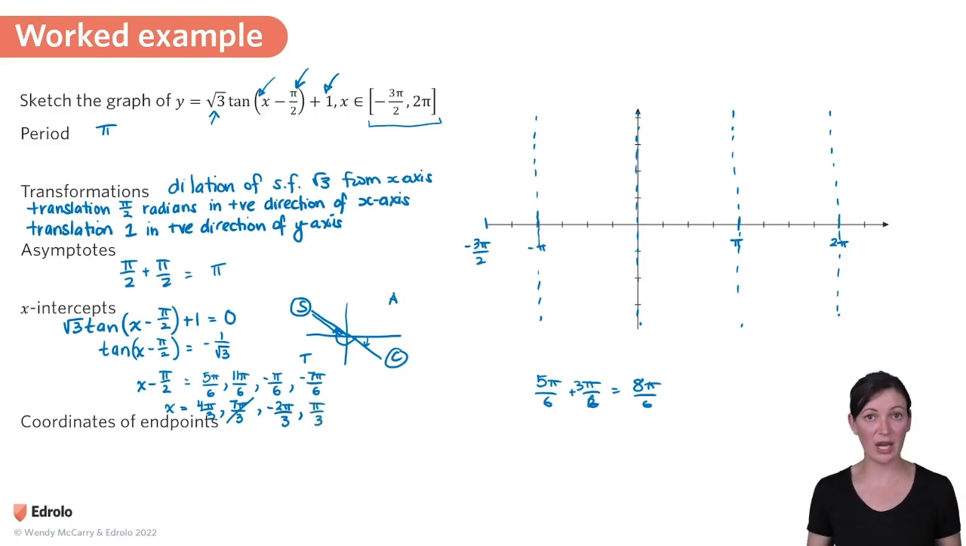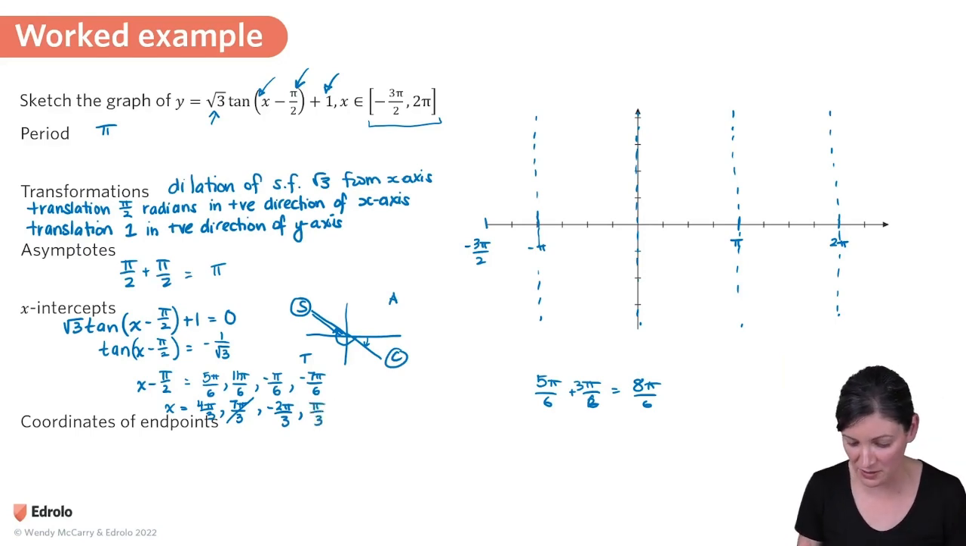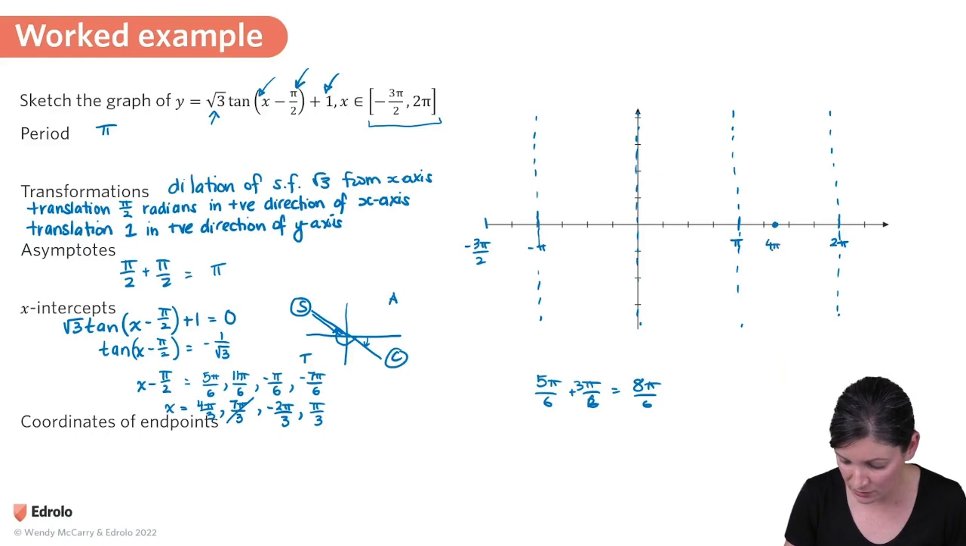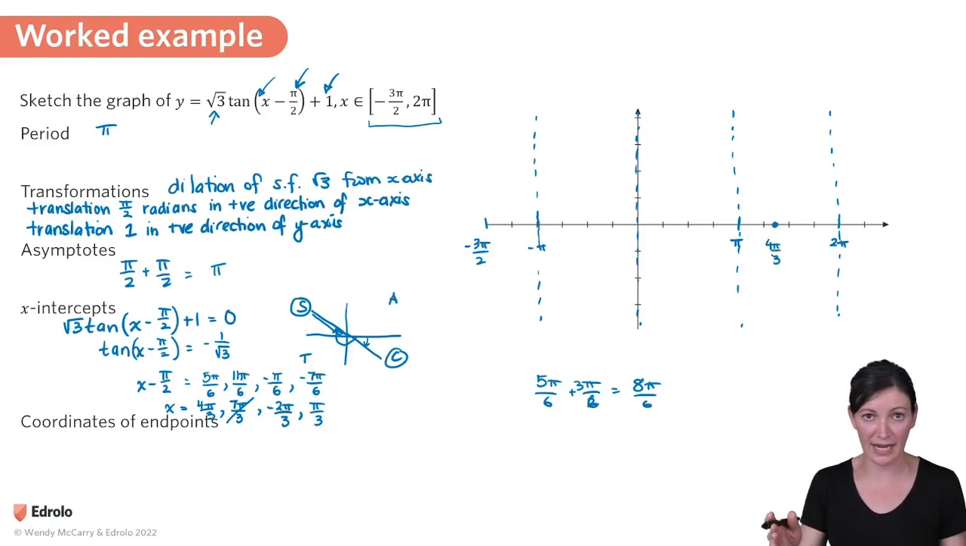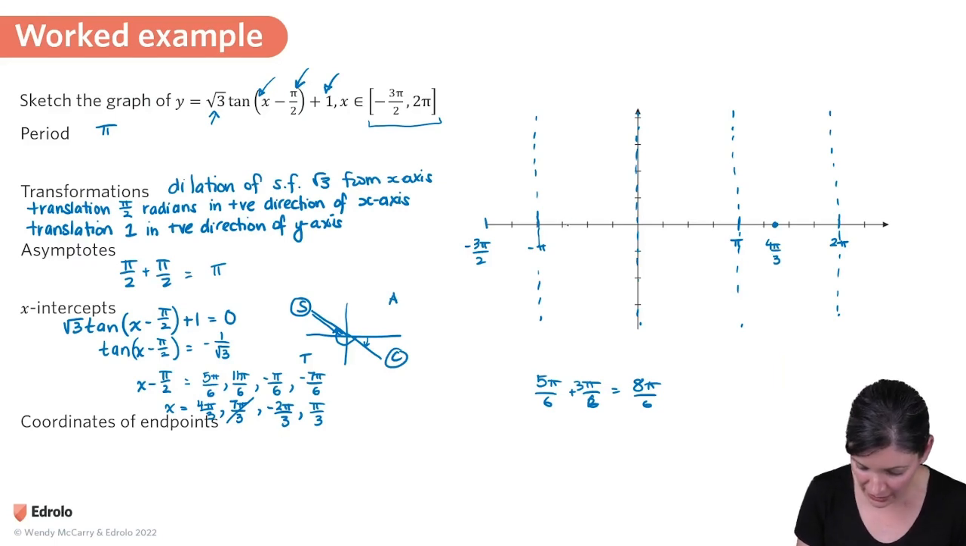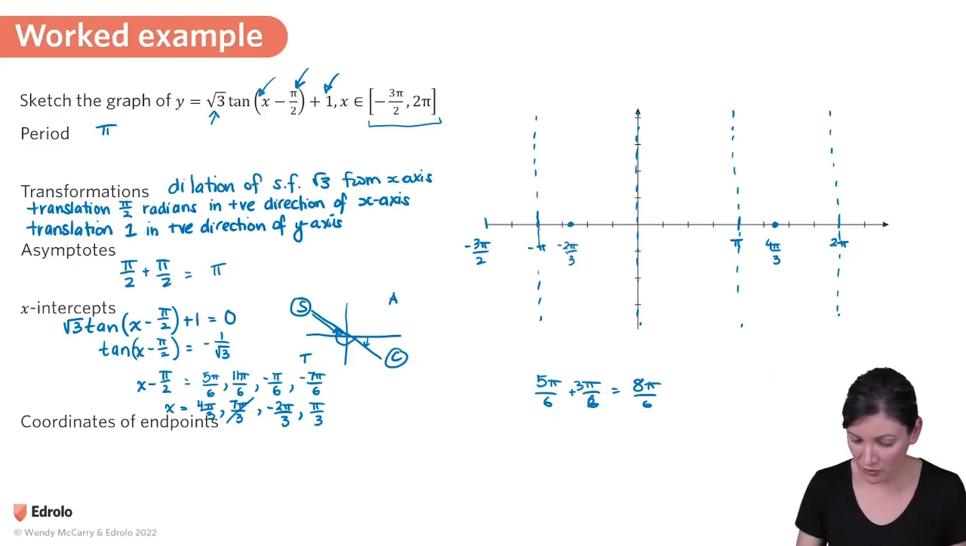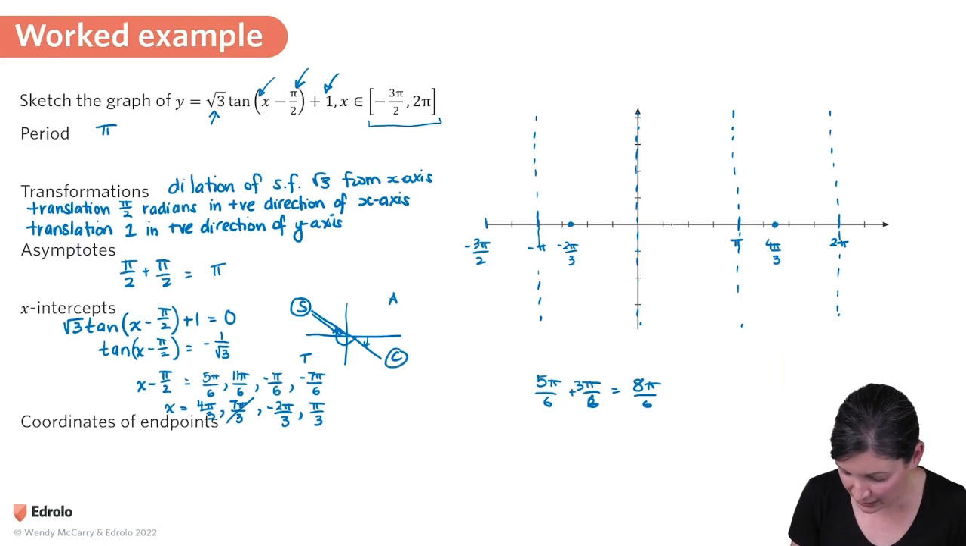So let's have a look at plotting those, and we can start to see where our graph is going to take shape. 4 pi on 3 is just over pi, about a third over pi, so it's going to be this point here, and my graph is going to cross the x-axis at that point. Negative 2 pi on 3 might be right here. And then we've got another one at pi on 3, which would be here.